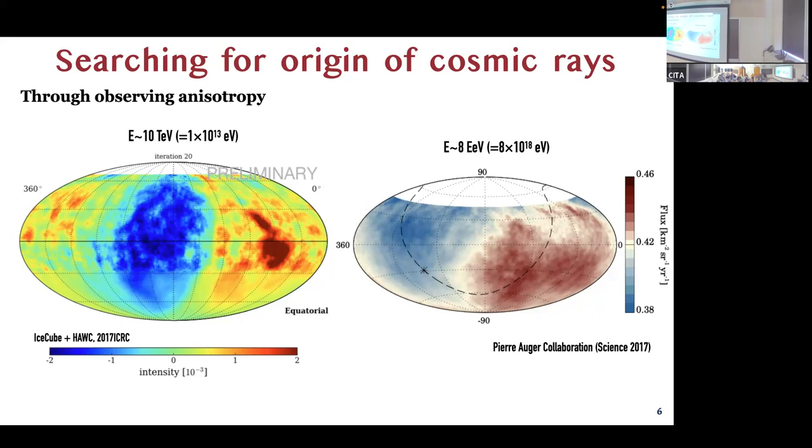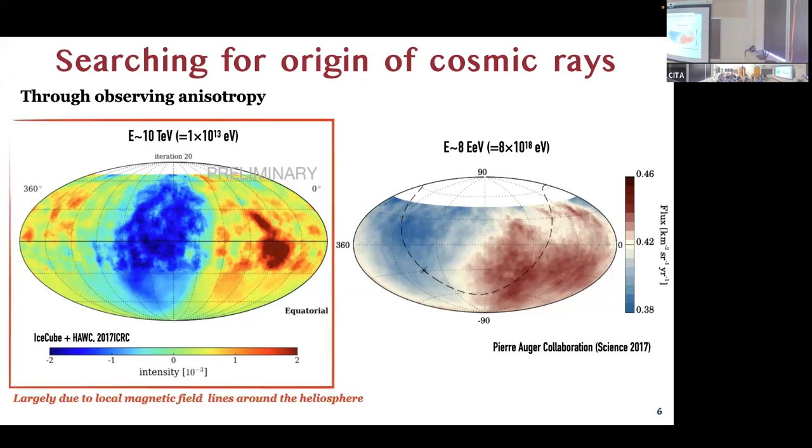At 10 TeV, I said to you, there was a lot of speculation that maybe this is pointing toward the Vela direction, etc. But now the consensus is largely that the local magnetic field lines around the heliosphere are creating this anisotropy. So it's not really related to the source, which also shows how complicated it is to study the origin based only on the arrival direction measurement. You need to be careful.